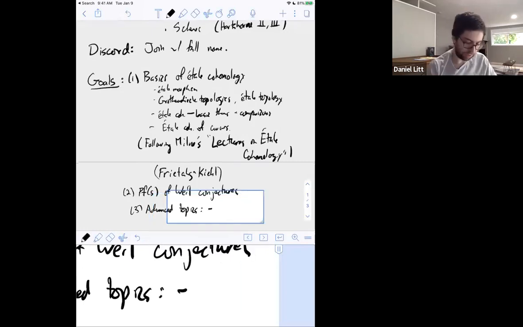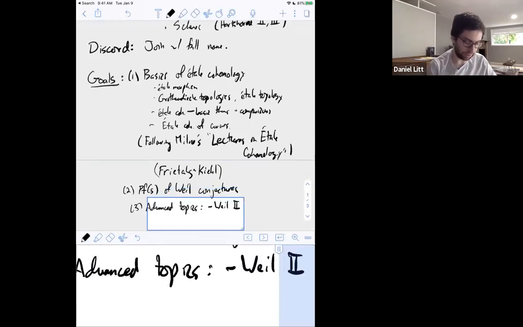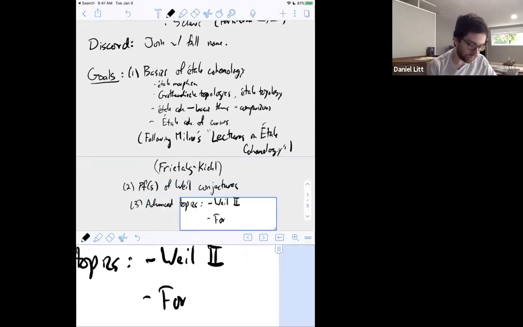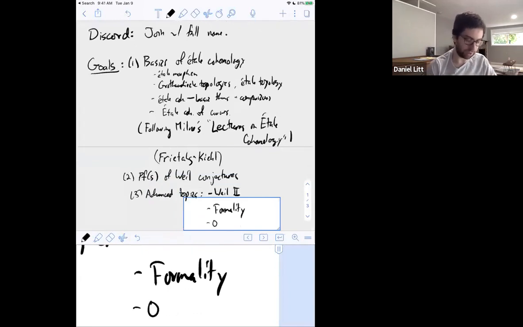For example, we may cover Weil2, which is a strengthening of the Riemann hypothesis. That's actually what you end up using in real life when you use the Weil conjectures most of the time. We might cover some topics like formality of algebraic varieties, which is some kind of special topological features that algebraic varieties have that general topological spaces don't, which follow from the Weil conjectures. And then maybe we'll cover some other topics, depending on how things go.